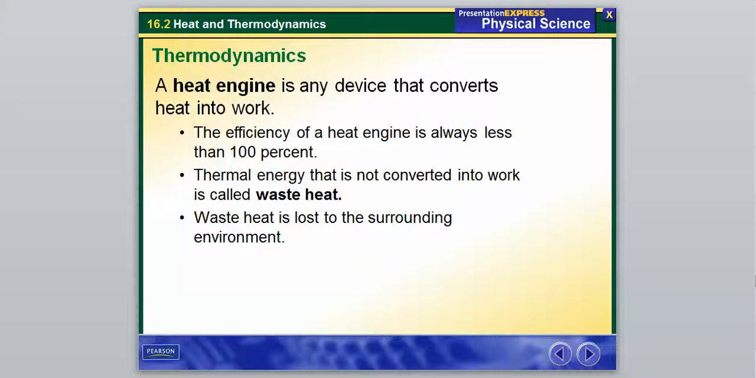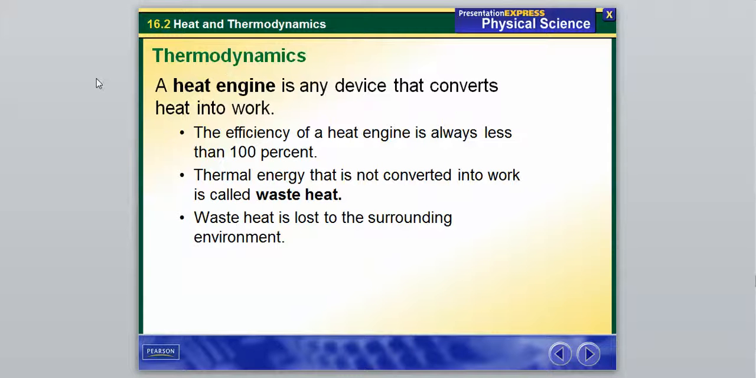So a heat engine is any device that converts heat into work. The efficiency of a heat engine is always less than 100%. And then thermal energy that is not converted into work is what's called waste heat. I think it's an easy term to remember, because waste heat is just heat that is not used. It doesn't get converted to work. It just gets lost to the surrounding environment. Again, it's not destroyed. It's not created or anything like that. It just goes to the surrounding environment.